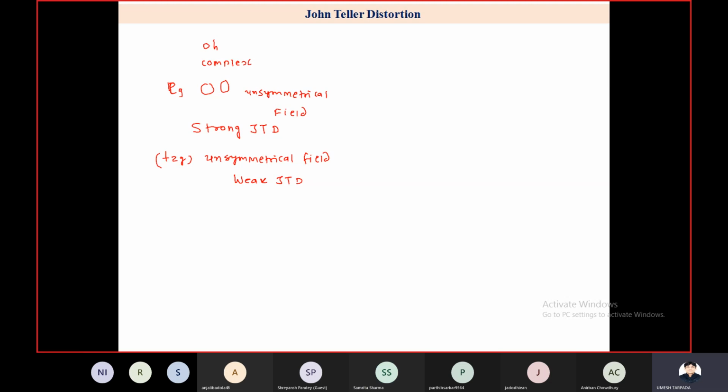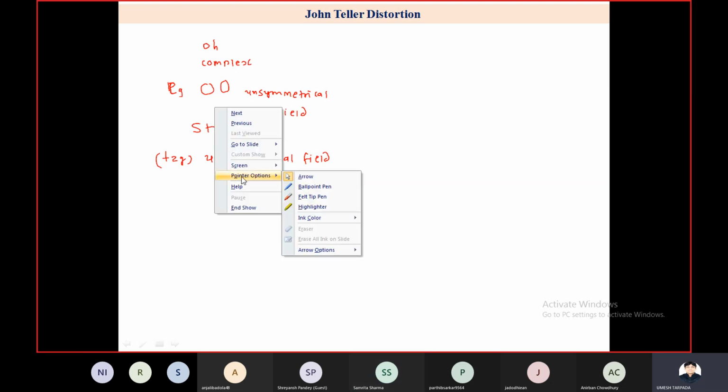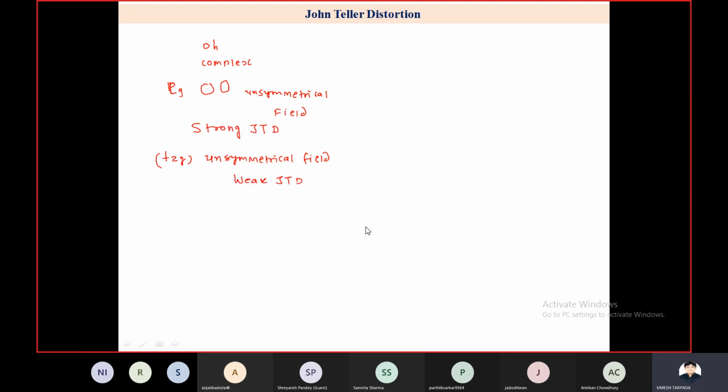Yes, sir. Okay, fine. So see, in an octahedral complex, if the eg orbital is unsymmetrically filled, then there is strong Jahn-Teller distortion. And second, if the t2g orbital is unsymmetrically filled, then at that time you can have a weak Jahn-Teller distortion. This is the case for an octahedral complex.